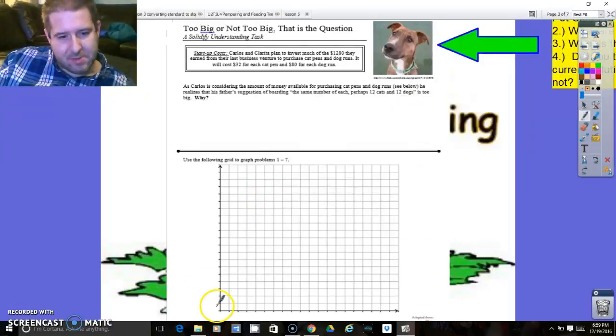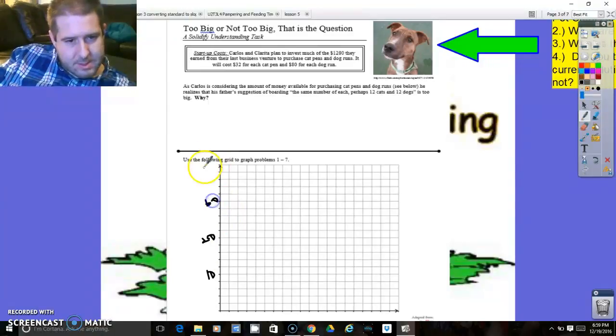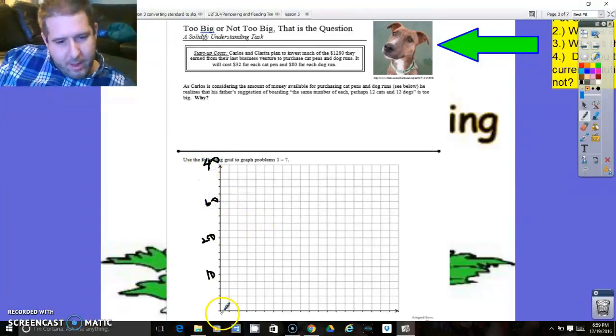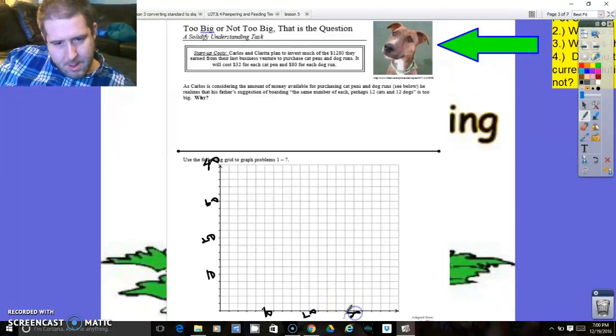So let me go back to the graph. Now I'm going to make each box worth 2. 2, 4, 6, 8, 10, 12, 14, 16, 18, 20, 22, 24, 26, 28, 30, and then the top is going to be 40. Same thing going the other way. 2, 4, 6, 8, 10, might as well keep things the same, 12, 14, 16, 18, 20, 22, 24, 26, 28, 30.